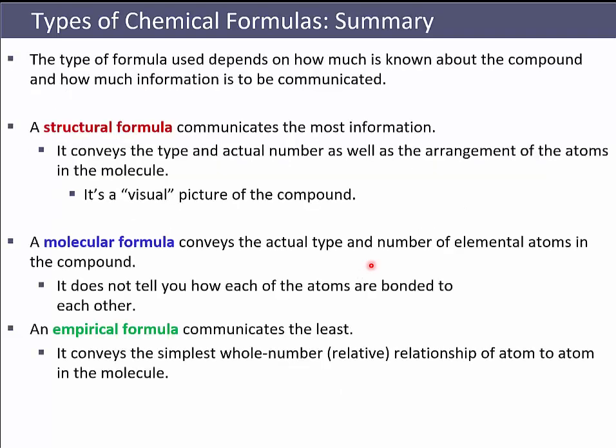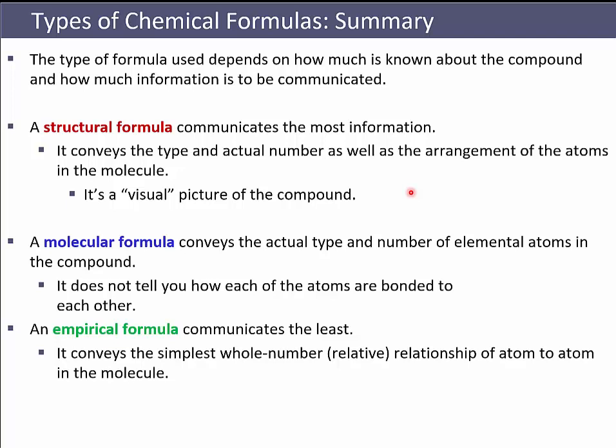Okay? So to summarize, the type of formula used depends on how much is known about the compound and how much information you need to communicate. So the structural formula communicates the most information. It's got the type and the actual number, as well as the arrangement of the atoms. It's a visual picture of the compound.